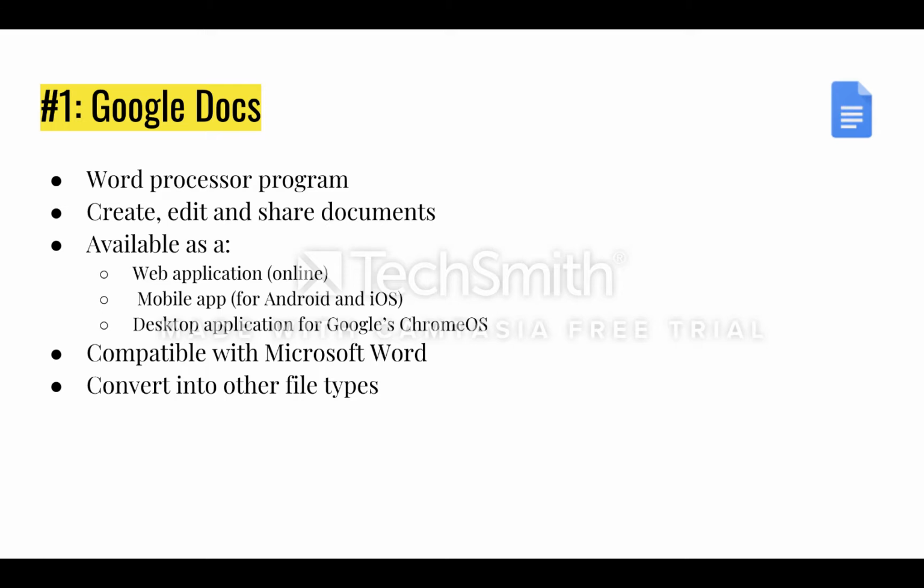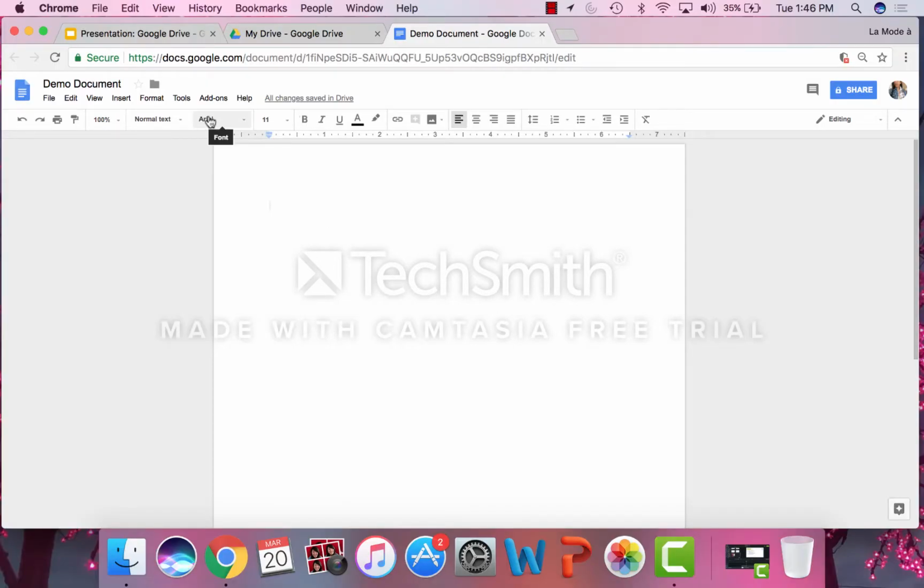It is a web-based document management application for word processing documents. The program allows users to create, edit, and share documents. This program, as well as Google Sheets and Slides, is available as a web application, a mobile app for Android and iOS, and as a desktop application for Google's Chrome OS. Google Docs is compatible with Microsoft Word. On the program, you can see that many of the features and options of Google Docs are very similar to Microsoft Word, and this is very convenient for new users who are already familiar with Microsoft Word.